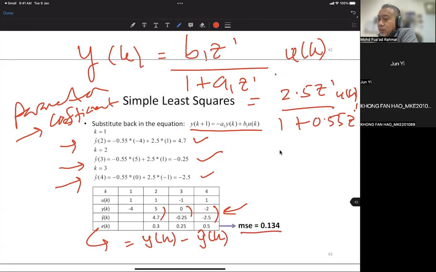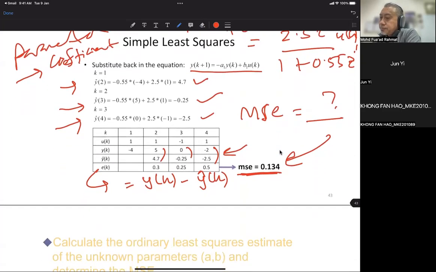Then you find the MSE, mean square error, and you get 0.134. So what is the formula of MSE? I can't remember it, so you can Google the formula. So you will get 0.134.